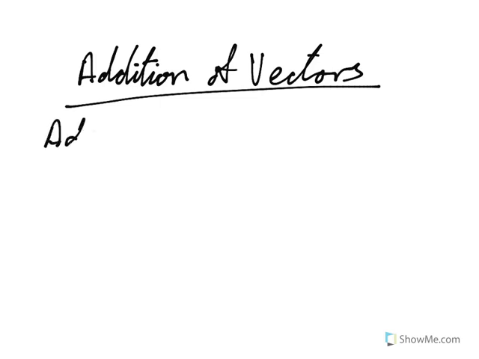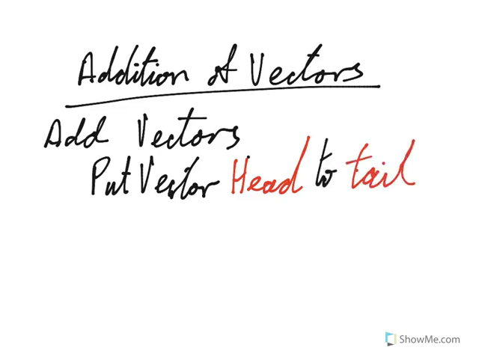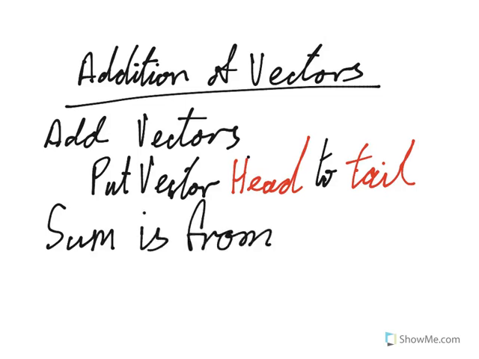So when we add vectors, and these are the things that are missing, we put the vectors head to tail. So head to tail is how we put the vectors, and so then the sum is from the starting point to the finish.